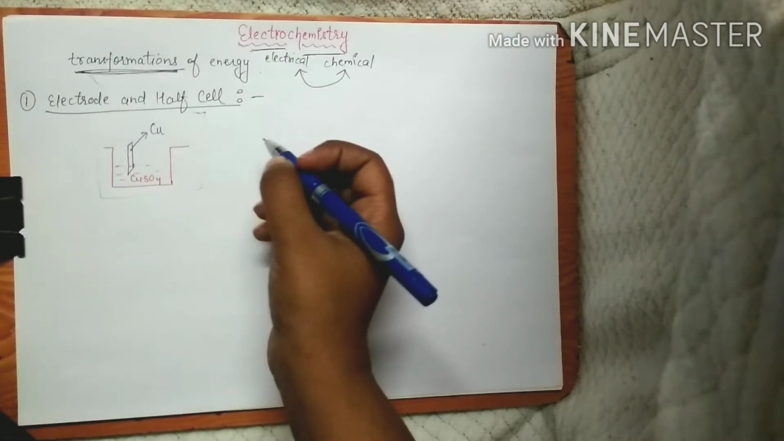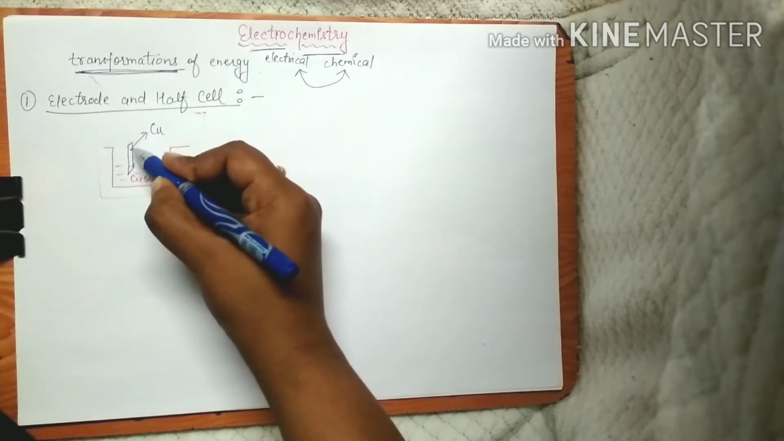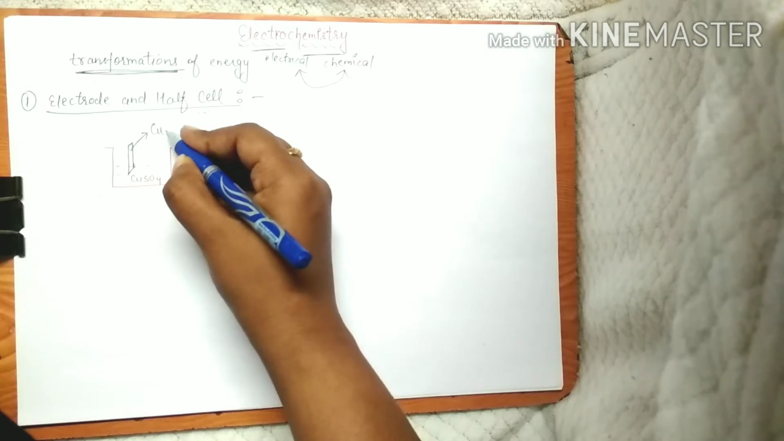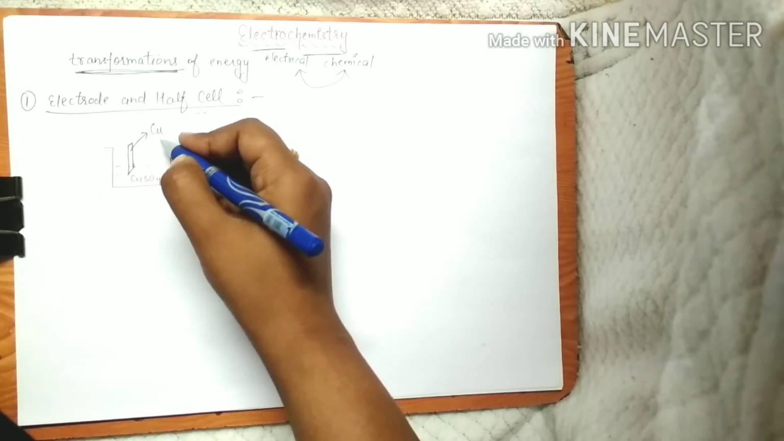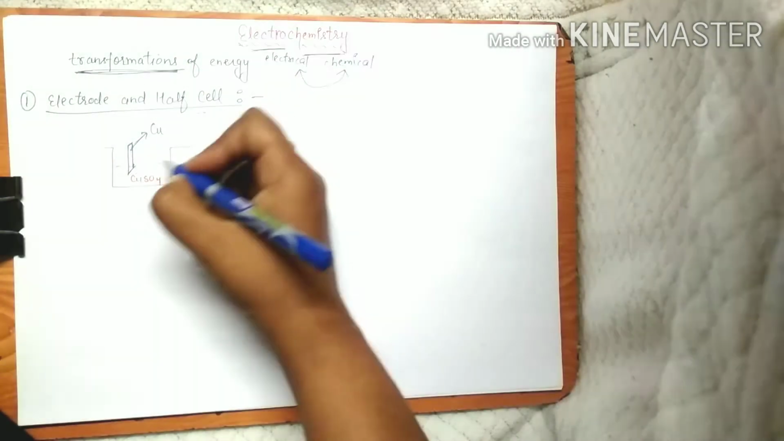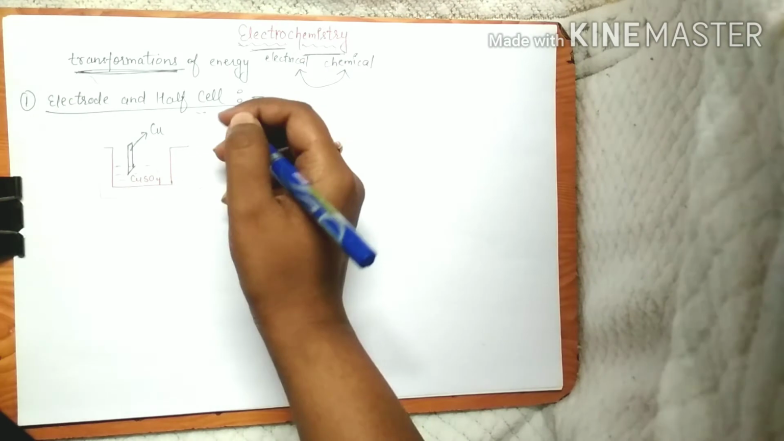So what is basically a half cell? When a rod or any plate of conductor material, and it is very important that this rod or plate should be conductor material, is dipped in an aqueous solution of your electrolyte. For example, in this case I have taken copper sulfate. So this will be your half cell.